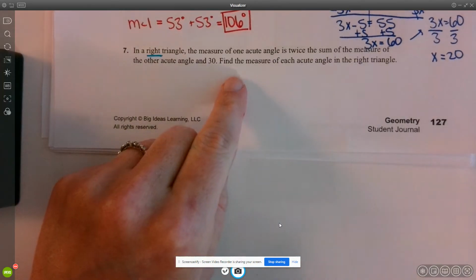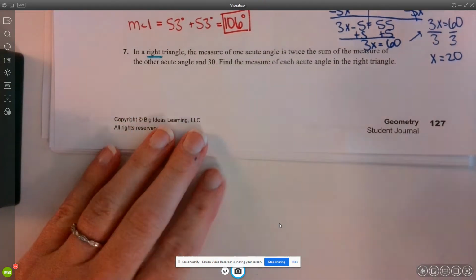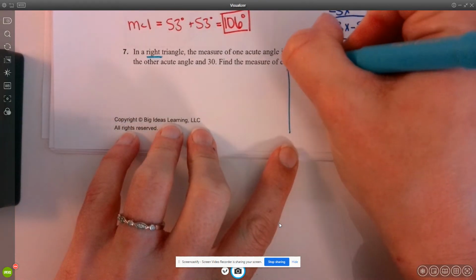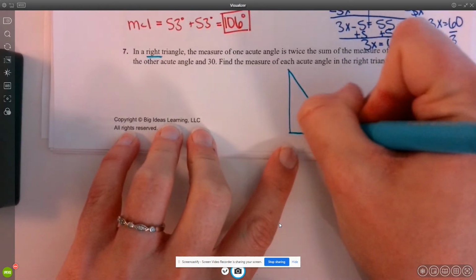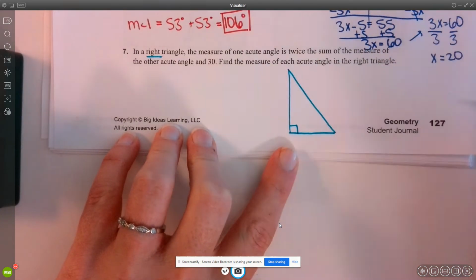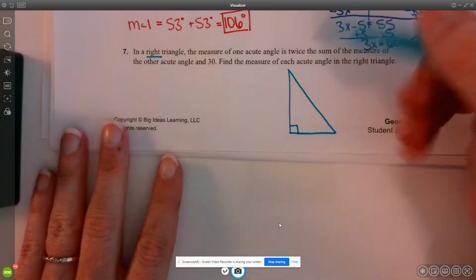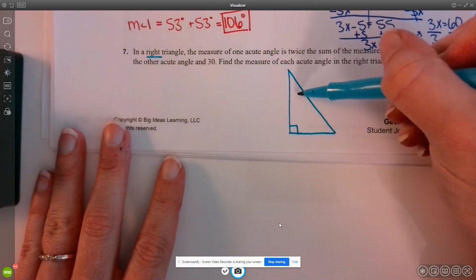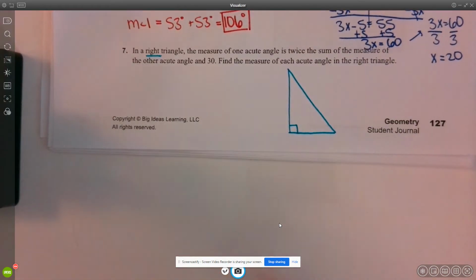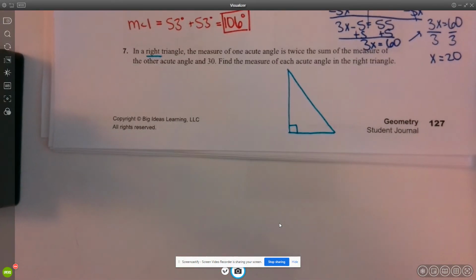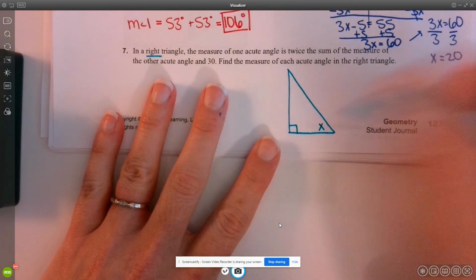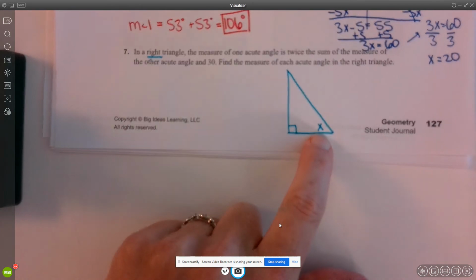So let's go ahead and draw a picture of this right triangle. Since it's a right triangle, I know one of the angles is 90 degrees. And my goal is to find the measure of these two angles using the description that they give me. First, I'm going to have to let one of my acute angles be a variable. I have to represent that with some variable. So I'll let this one be x.